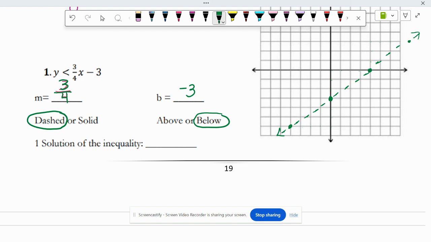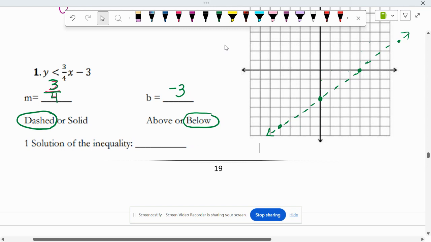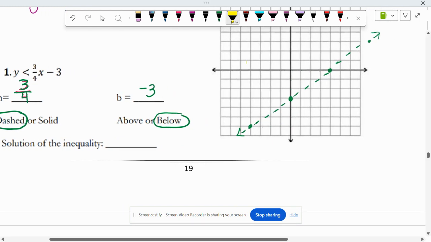Okay. Put little dashes in there. So we have to shade the solution set. And remember that the solution is all of the y values that are below your boundary line. All of the y values below your boundary line. So the solution is any number that lies in this region. Any number that lies in this region.